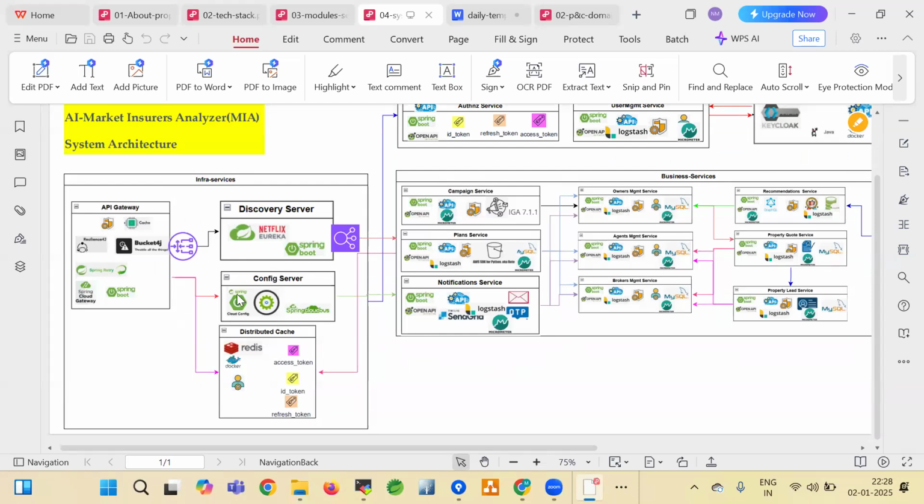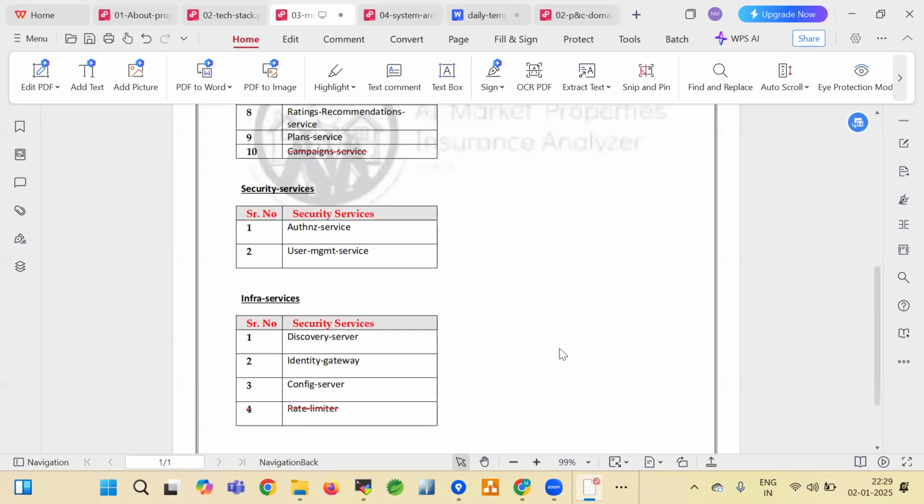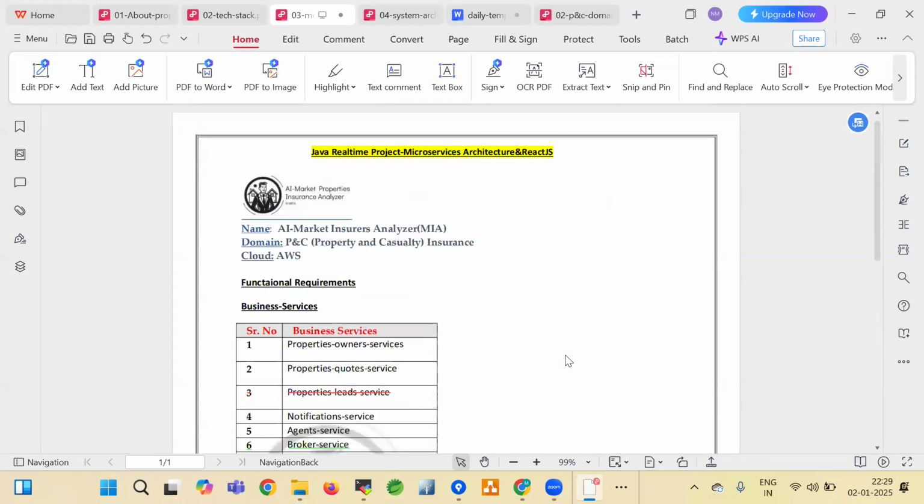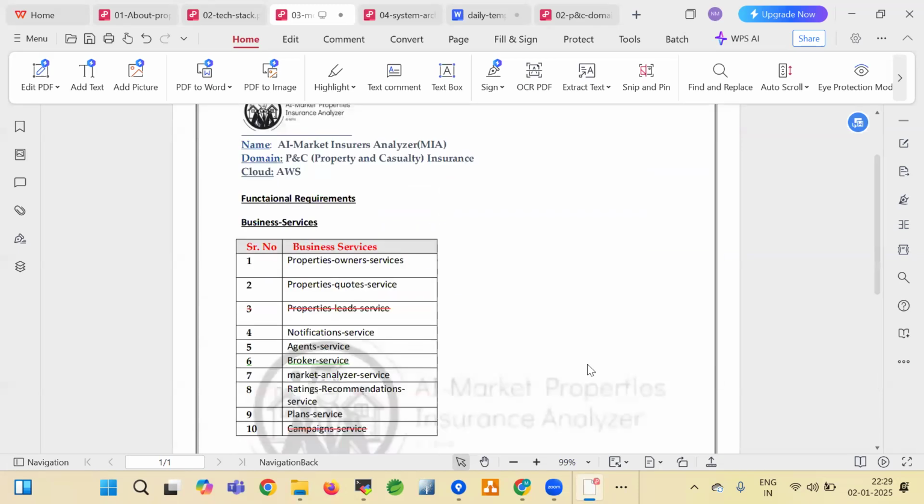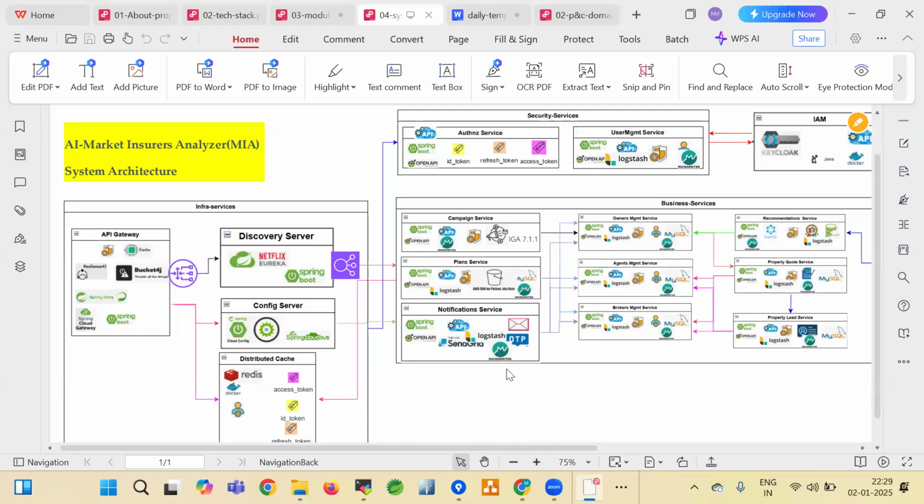gateway, discovery server, config server, and one more is rate limiter. Rate limiter is again out of scope. Maybe if time permits, we're going to see it. Otherwise, I'm just not going to cover that. That's all for today about this project concept overview, and then the project modules or the services, and then the UI. And tomorrow we're going to discuss the system architecture and the high-level details of each and every service.